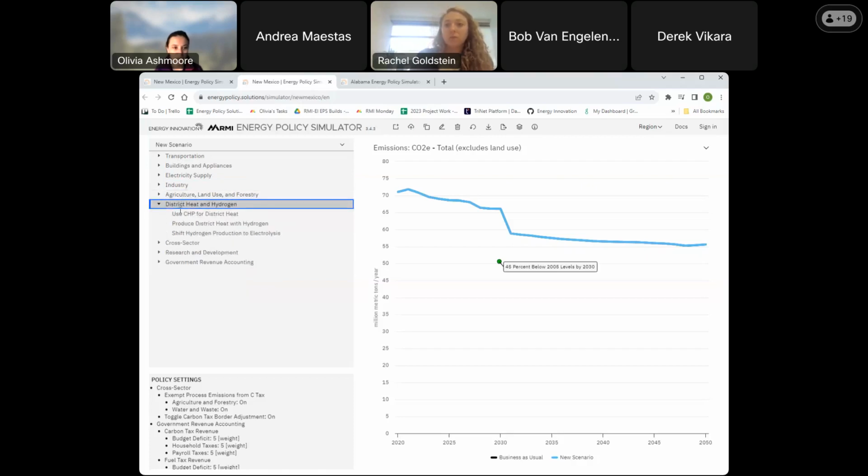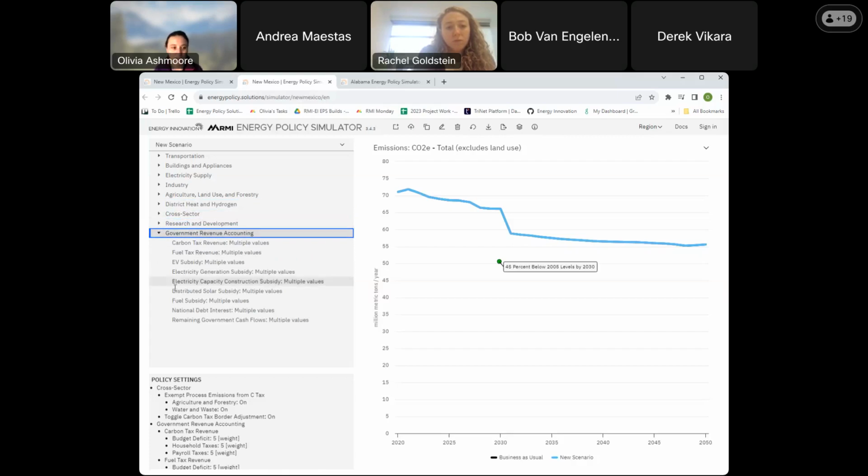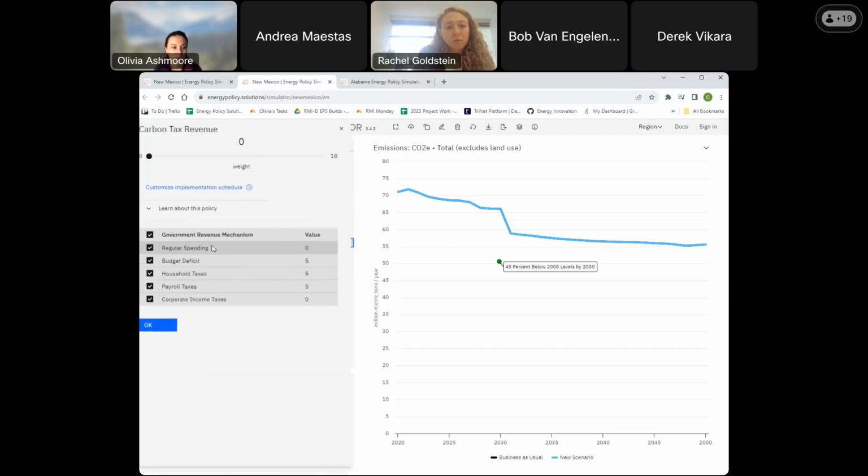The district heat and hydrogen sector has the ability to shift hydrogen production to electrolysis. So it'll go from using natural gas as a default for hydrogen production to a clean electricity and electrolysis. Cross sector includes things like a carbon price and then some nuance in how to apply that carbon price. And then research and development will apply a research and development learning curve acceleration to things like direct air capture. The government revenue accounting is a way to allocate tax revenue. You probably won't need to use this, but if, for example, you apply a carbon tax and you want to direct where the carbon tax revenue is going, you can do that under this policy.